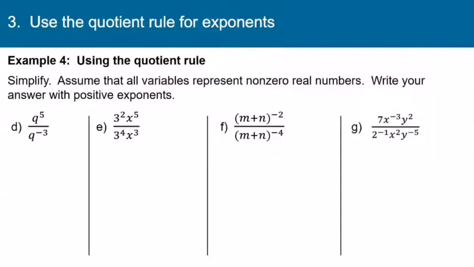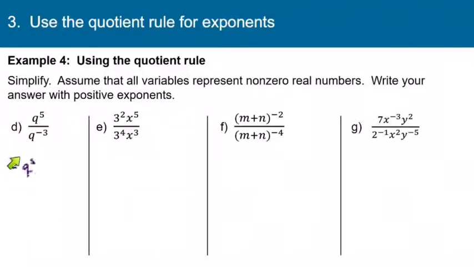And continuing with example 4, here we have 4 more expressions to work on. So let's look at part D, which is q to the 5th power divided by q to the negative 3rd power. See, this is a quotient, but I would not use the quotient rule here until I have made this q to the negative 3rd have a positive exponent. So of course we'll move that q to the negative 3rd up to the top, but we won't move the q to the 5th because its exponent is already positive.